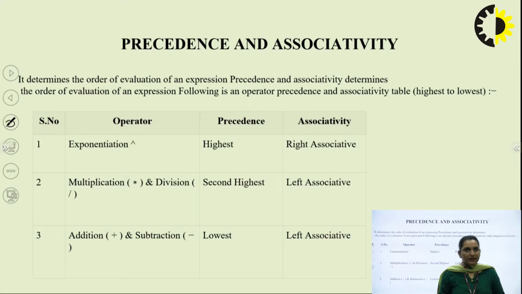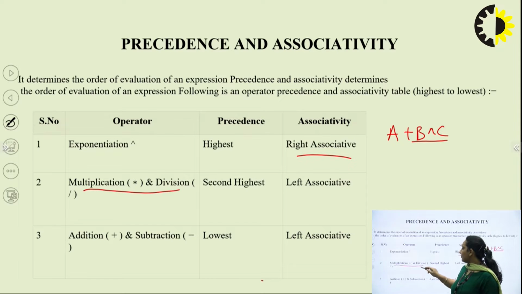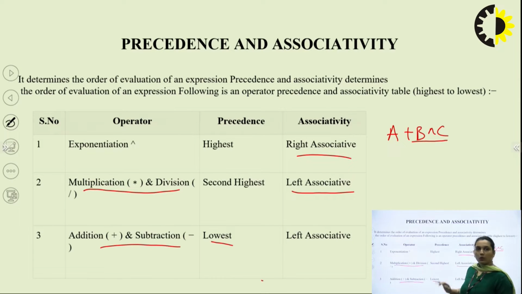So we have precedence and associativity. Precedence can be highest or lower. For example, take an expression like A plus B times C. The exponent has the highest precedence, so we evaluate it first, and it has right associativity, so it is evaluated from the right side. Multiplication and division have the second highest priority, with left to right associativity. Addition and subtraction have lower priority, also with left associativity.